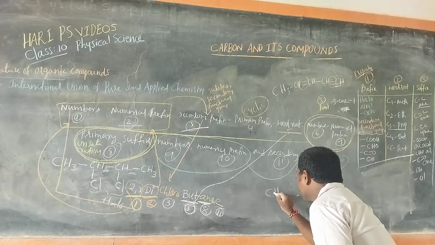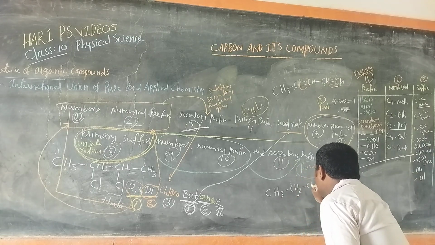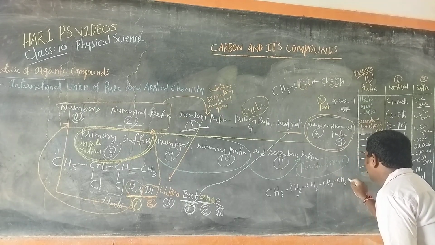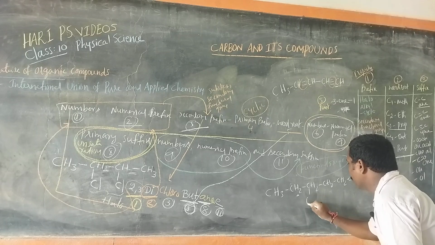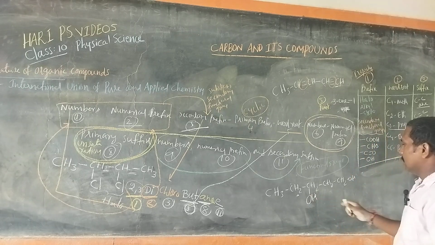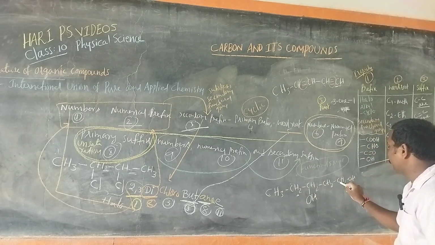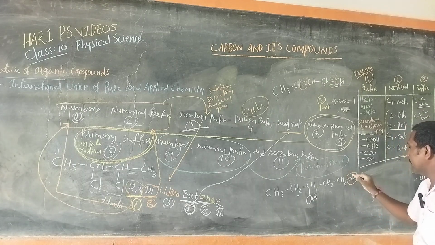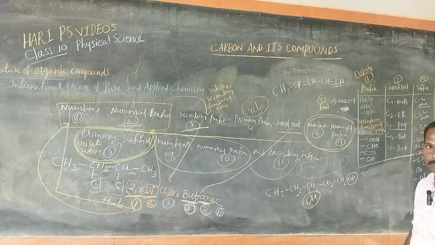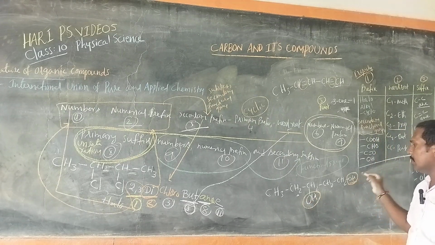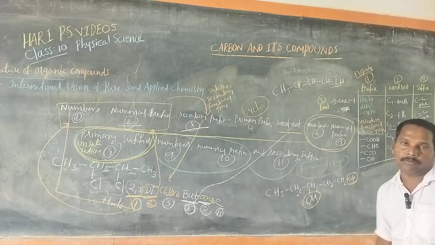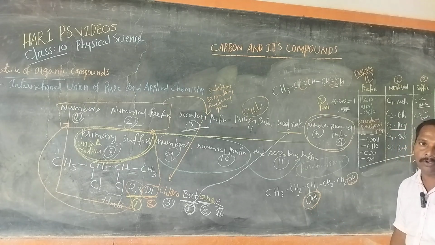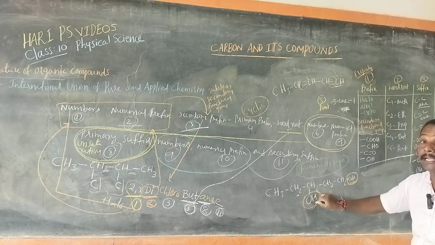For example, CH3, CH2, CH2, CH2, CH2, OH. Here we can take OH. How many carbons? 1, 2, 3, 4, 5. 5 carbons. How many functional groups? What is the functional group present here? OH. Here also OH. So this OH is the main part of the compound. This OH is the substituent. Substituent means secondary prefix.